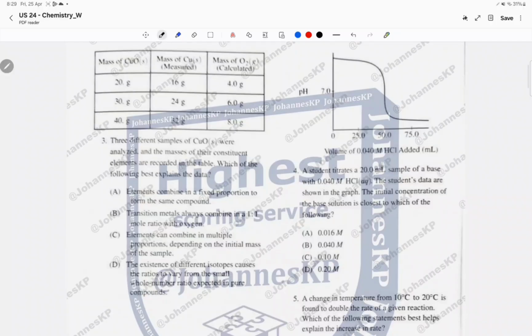Okay, so here we have 3 different samples of CuO being analyzed. If we have 20 grams of CuO, then we have this measurement. If we have 30 grams, we have this measurement. And if we have 40 grams, we have this measurement. So in all of the measurements, we have 20% of the measurement being oxygen, and we have 80% being copper for all of the different rows. 20% and 80%. And so elements combine in a fixed proportion.